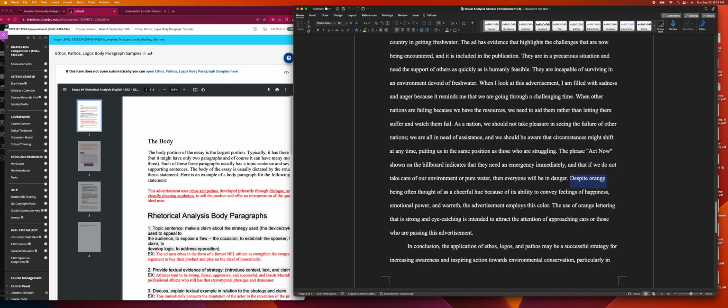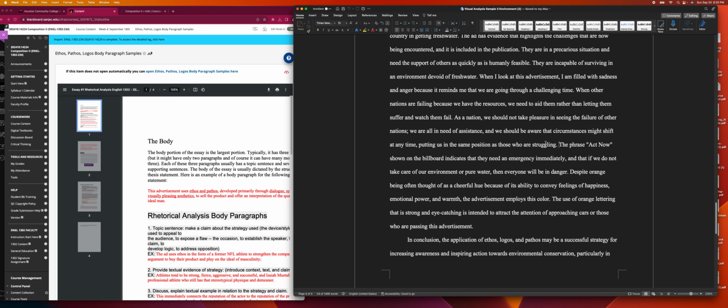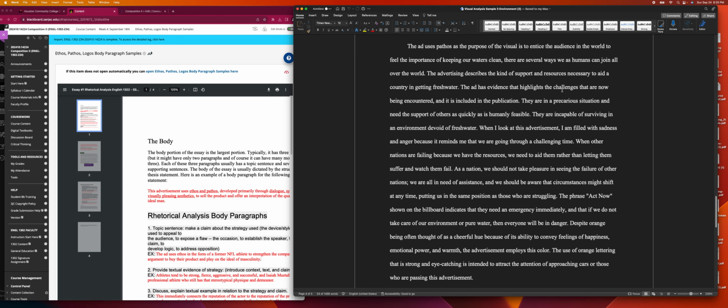Then he goes on and talks about the use of orange being thought of as a cheerful hue because it evokes feelings of happiness, emotional power, and warmth. The advertisement employs this color of orange, and the lettering is strong and eye-catching and is intended to attract the attention of approaching cars. All right, so this part is exactly what he should be doing, right? But you'll notice that he filled this paragraph with a whole bunch of other fluffy stuff because he's trying to meet the word count, right?